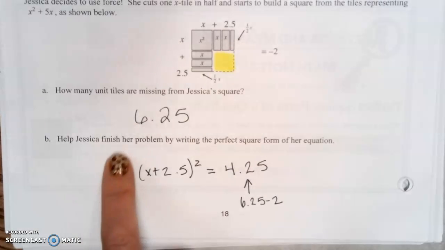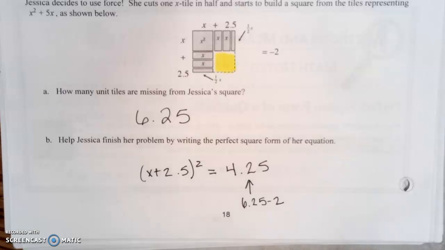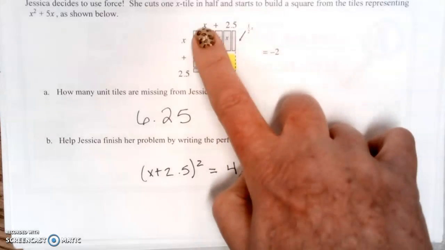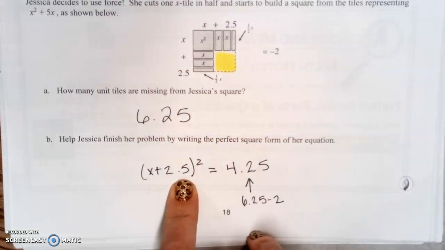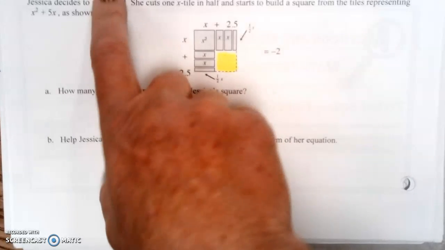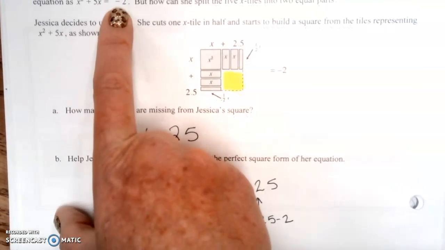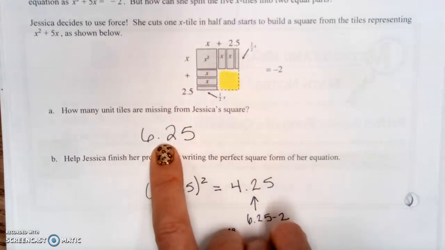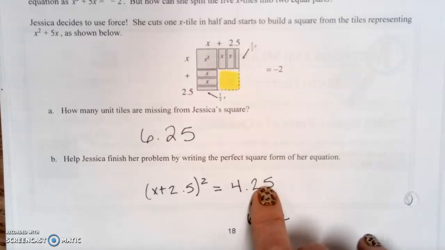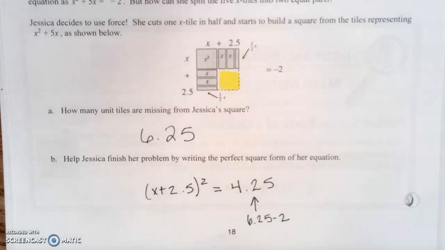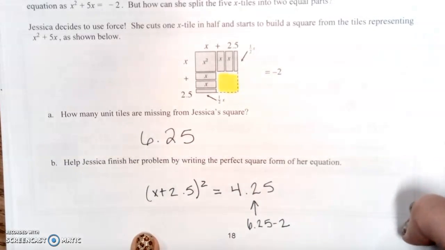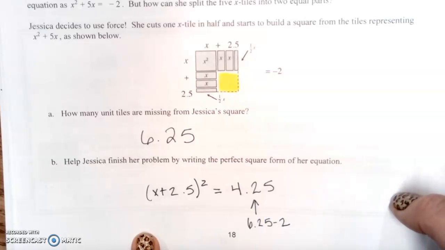Help Jessica finish her problem by writing the perfect square form of her equation. So each of the sides is x plus 2.5, and x plus 2.5. So that's the perfect square side of it. Remember, we had to subtract the 2. So when we take the 6.25 and we subtract the 2, we actually end up with 4.25 on the right side. And that would make our perfect square equation. A little complicated, but that's how it would work. All right? It's a good thing we don't have to cut those in half in real life, or into quarters in real life. Any questions on question 85?